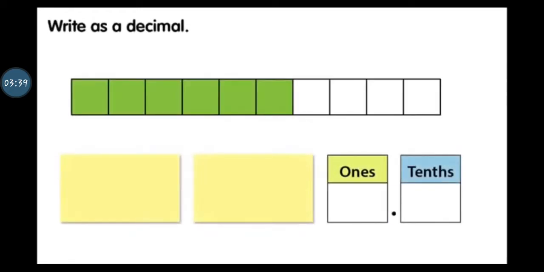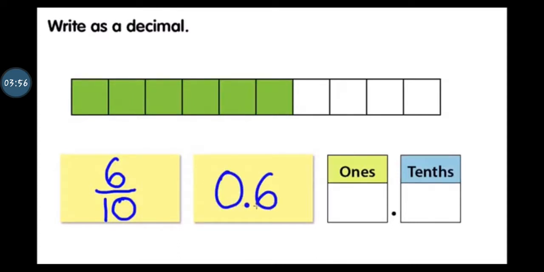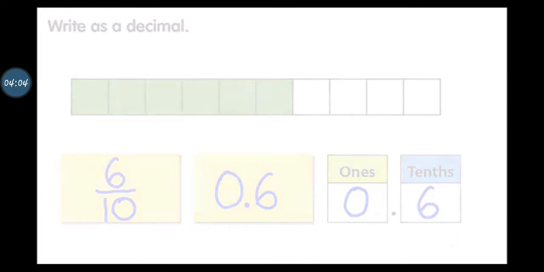Now you can see here again, the picture is divided into 10 equal parts and 6 parts are colored. So in the fraction form, we can write 6 upon 10. In the decimal form, we can write 0.6, and the place value of 0 is ones and the place value of 6 is tenths.